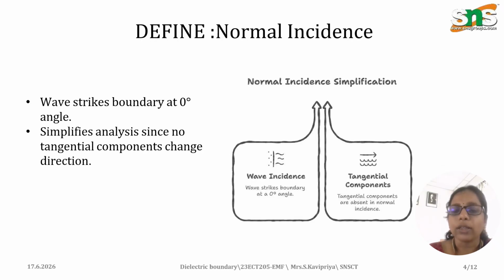And next, what is a normal incidence? In the case of normal incidence, when a wave strikes the boundary at zero angle, then we call it a normal incidence. It simplifies the analysis since no tangential component change will occur here. So the wave strikes the boundary at an angle of 0 degrees.